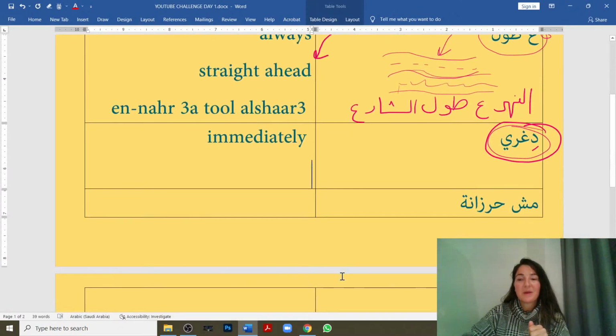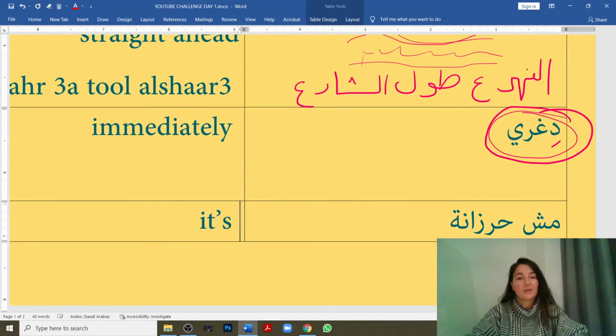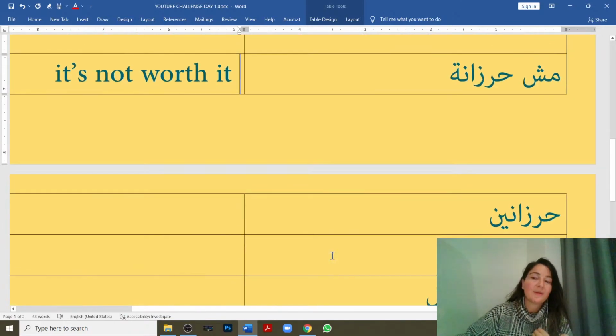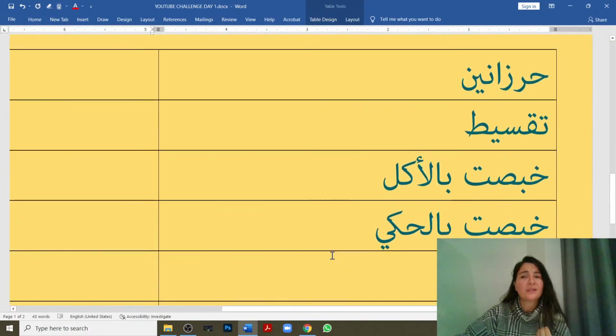We also saw the expression or the phrase مش حرزانة. مش حرزانة means it's not worth it. You can memorize it as it's not worth it. It's like you are indirectly saying you have nothing to gain out of something, but it translates as it's not worth it. مش حرزانة. Which reminded me of when I hear people say حرزانين. Usually we use it in the plural, حرزانين.